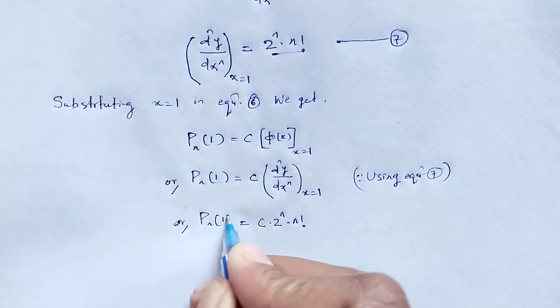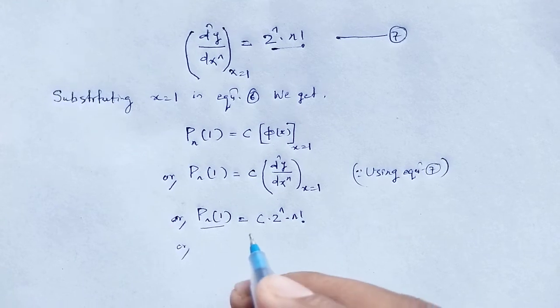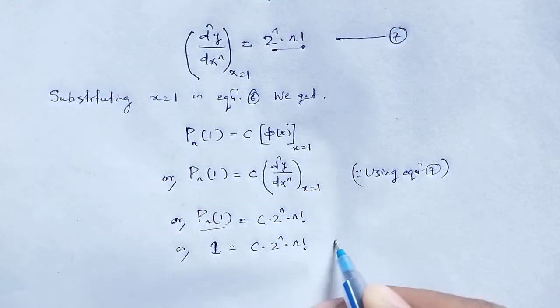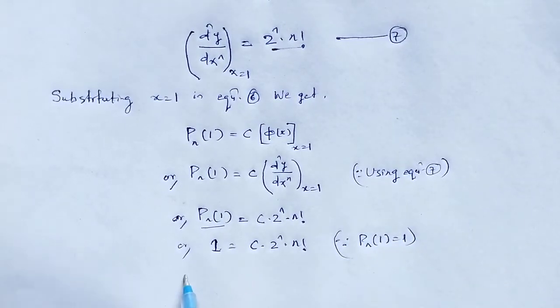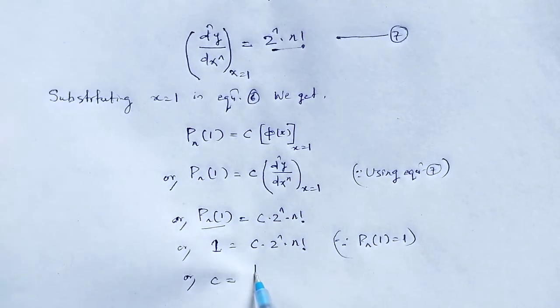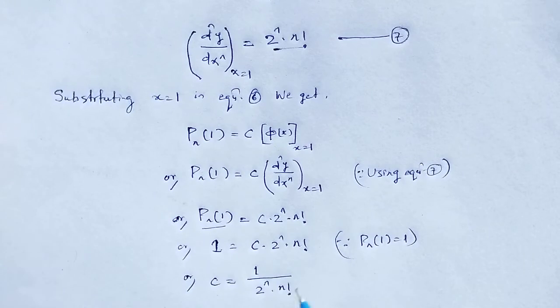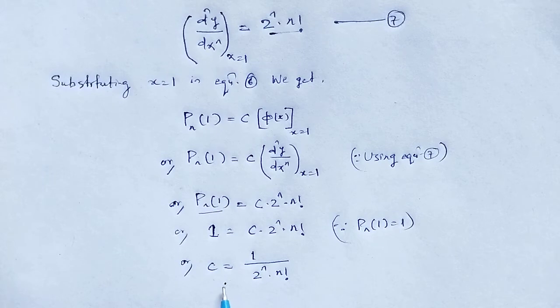Pn of 1 is equal to 1, that is 1 is equal to C 2^n into n factorial, so C is equal to 1 divided by 2^n into n factorial. Now we get the value of C. We have to substitute the value of C in equation number 6. Then what we have?